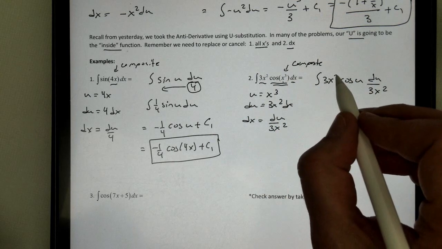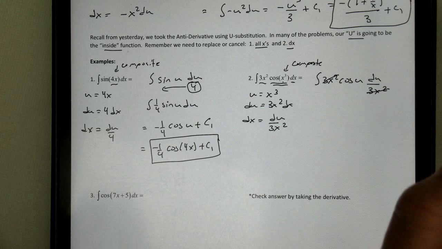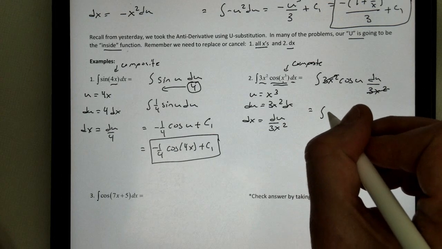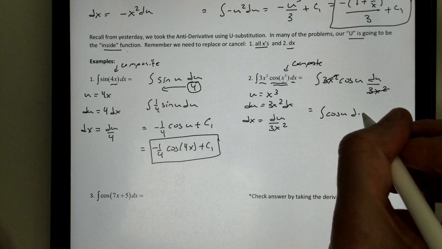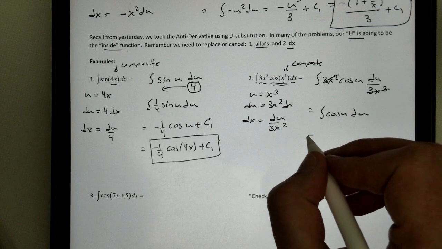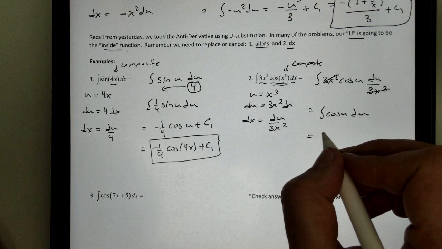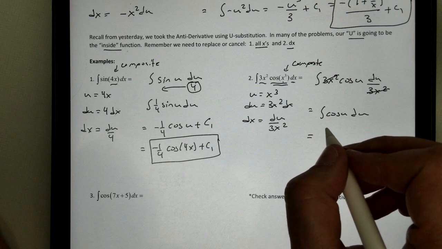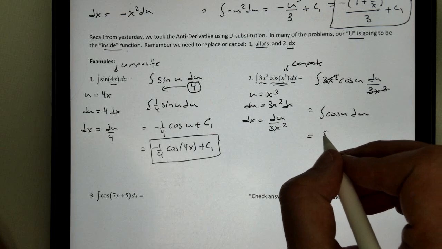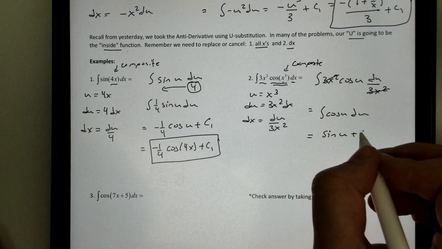Now we're going to cancel the 3x squareds. Those are going to cancel, and what we're left with is just cosine of u du. And what function's antiderivative is cosine? Sorry, what's the antiderivative of cosine? That is sine of u plus c1.